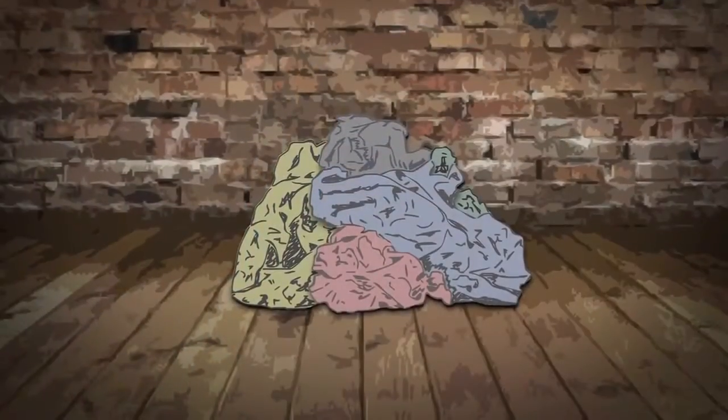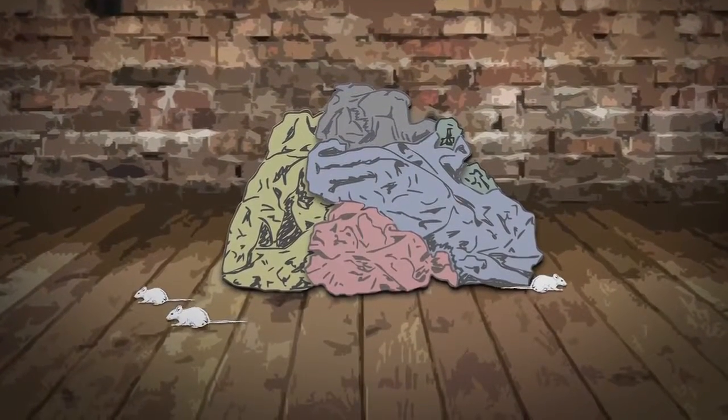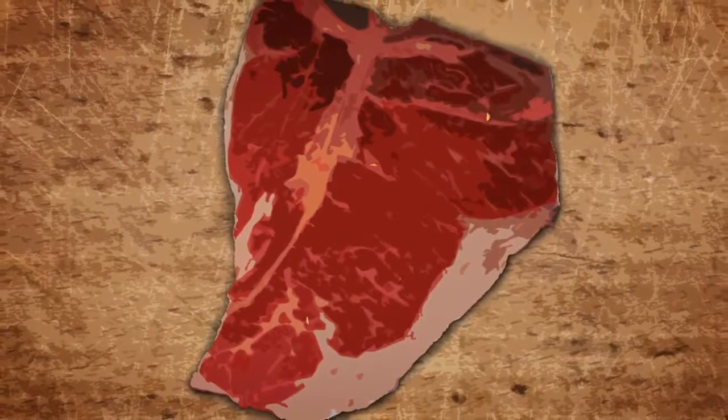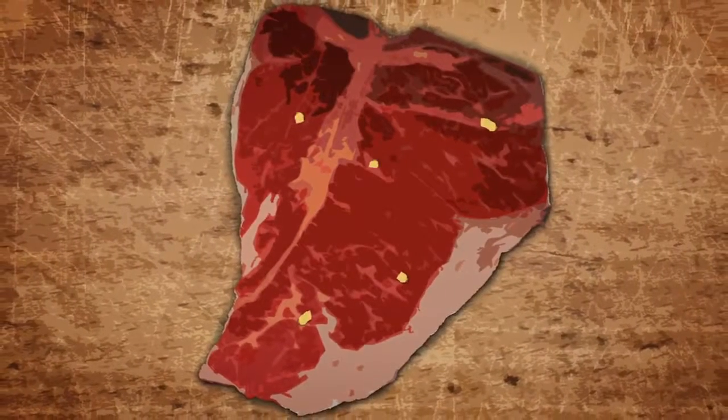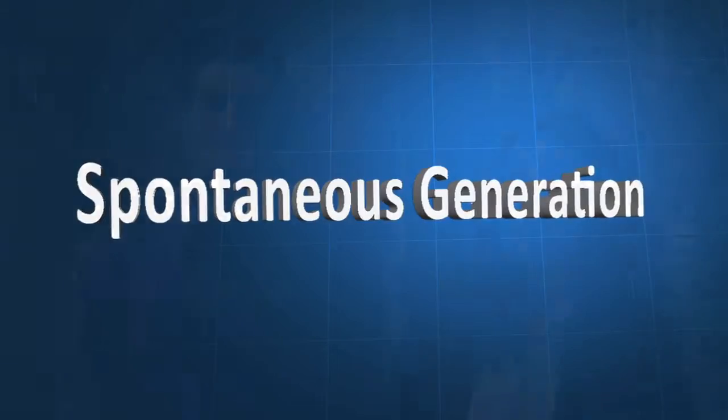What do you mean? Well, they noticed that mice would appear on a pile of rags in a corner, and they thought that the mice came from the rags. Seriously? When they saw maggots appear on meat without having come from anywhere, they thought that the meat produced the maggots. Wow. This is called spontaneous generation. It took a couple hundred years for scientists to finally prove that the mice did not materialize from the rags, and the maggots did not come from the meat.